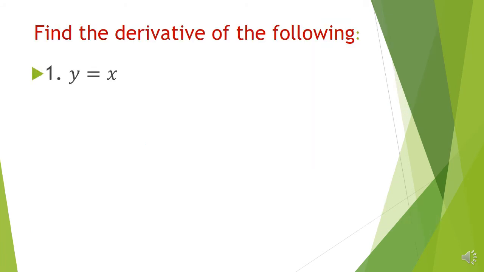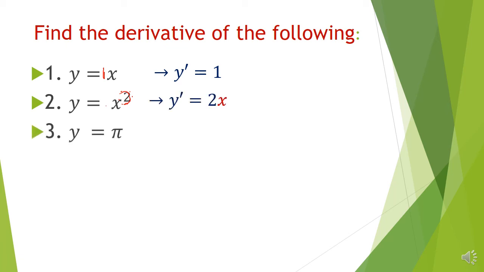Say we're given y equals x. Understood coefficient of this is 1. So that means our derivative is 1. For number 2, we have y equals x squared. So we simply place this down, then subtract 1 from 2. So y prime will just be 2x. For number 3, y is equal to pi. Pi is constant. That's just an irrational number, but nonetheless, it's still constant. So, y prime equals 0.